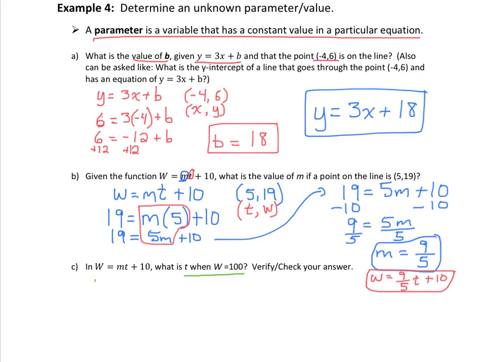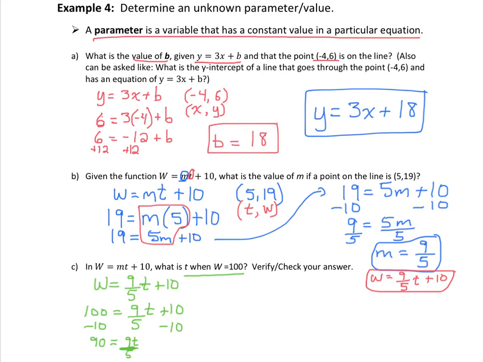We have to use the equation that we just found. W equals 9 over 5t plus 10. Now we're told that w is equal to 100, so we can sub that in for w. 100 is equal to 9 over 5t plus 10, and we have to solve for t. So the first thing we're going to do is isolate the t term by subtracting 10 from both sides. You get 90 is equal to 9 over 5t. And just like the previous example, in example 2, when you have 9 over 5t, it's the same as saying 9 times t over 5.